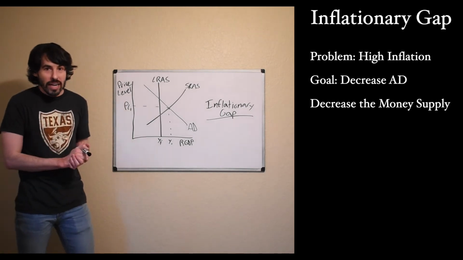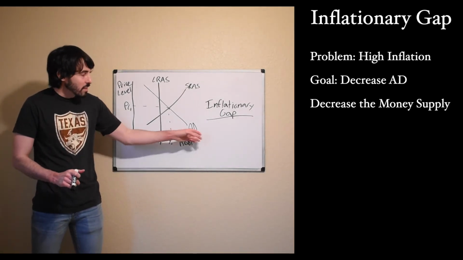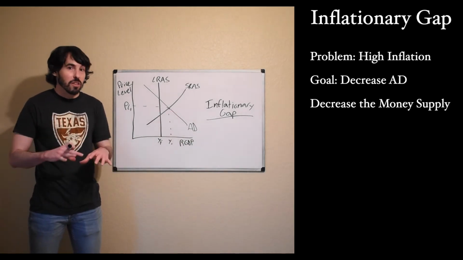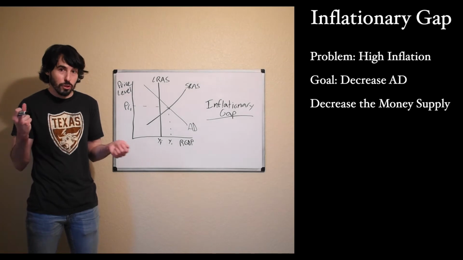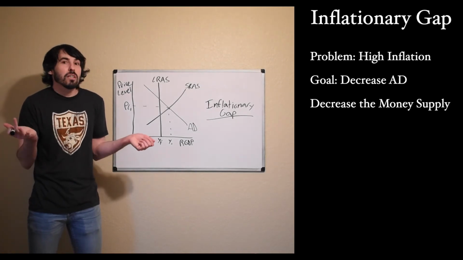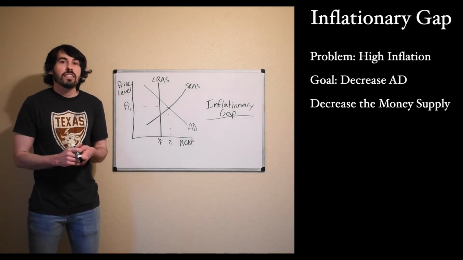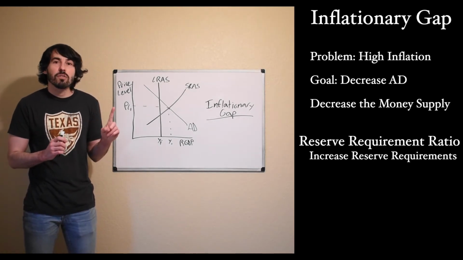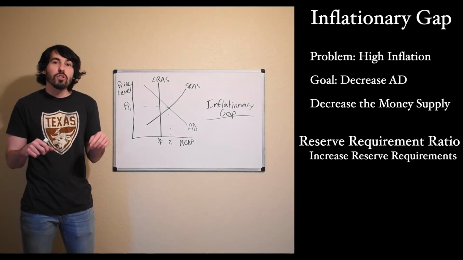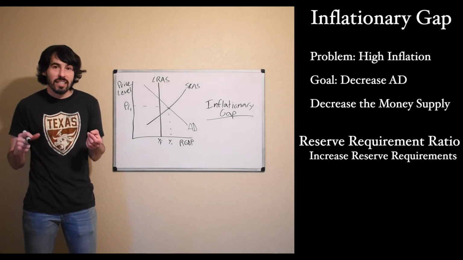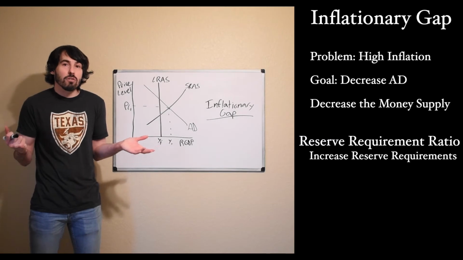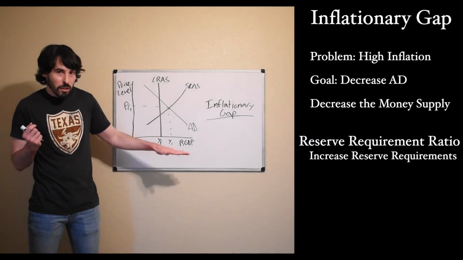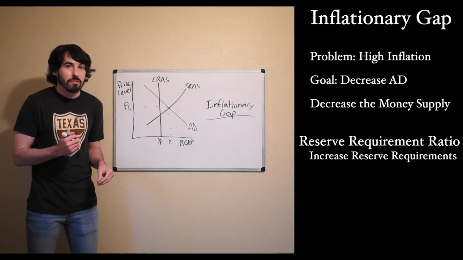So if we're going to run contractionary monetary policy, our goal is to decrease aggregate demand. We do that by decreasing the money supply. If there's less money available for people to use in the economy, then it's going to be harder for us to spend money. And so the Fed can do three different things again. First is increase the reserve requirement ratio. If they tell banks that they have to hold on to a higher percentage of people's checking accounts, then they can't make as many loans as they could before, and your money multiplier gets smaller. When that happens, the money supply will decrease, and aggregate demand will shift to the left.